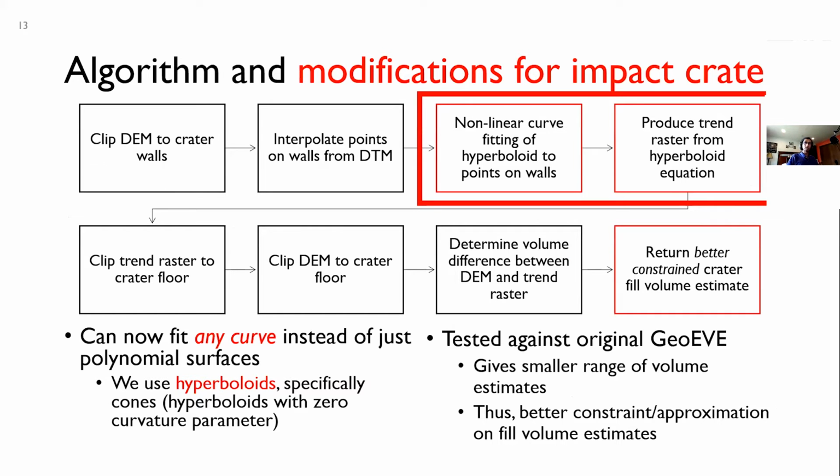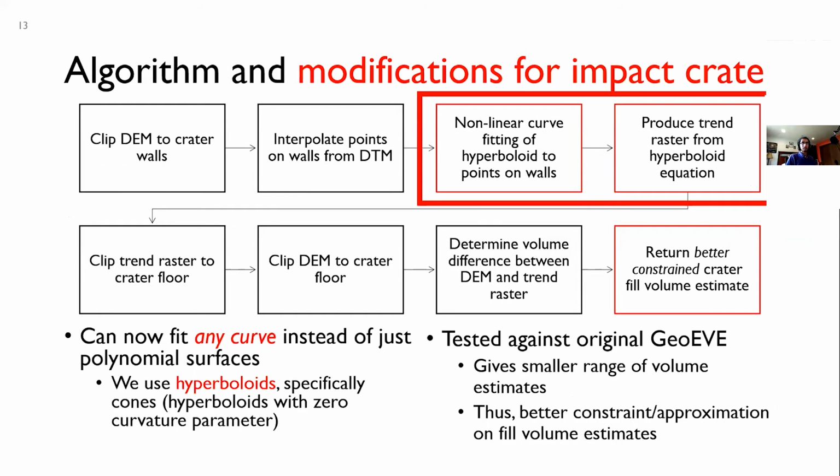So in order to implement this, we had to modify GeoEVE, and we replaced the linear regression of the points on the crater walls with a nonlinear regression fitting a hyperboloid to those points on the walls. And now it produces a trend raster from the hyperboloid equation instead of polynomial surfaces. In fact, the way we modified it, you can easily modify it to fit any 3D surface to the crater wall.